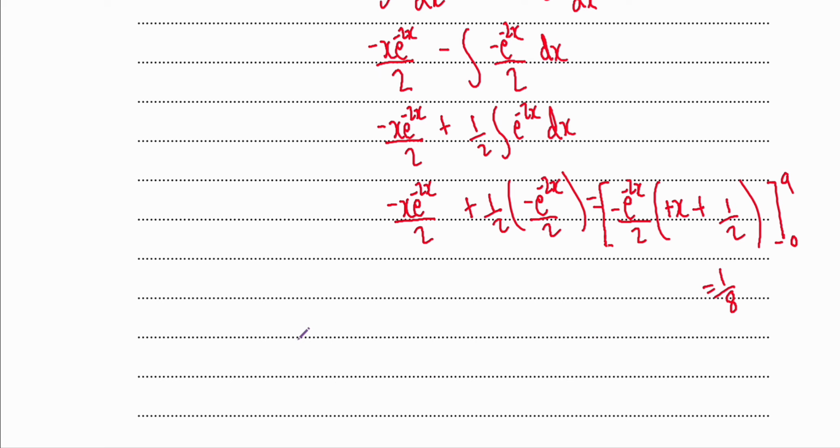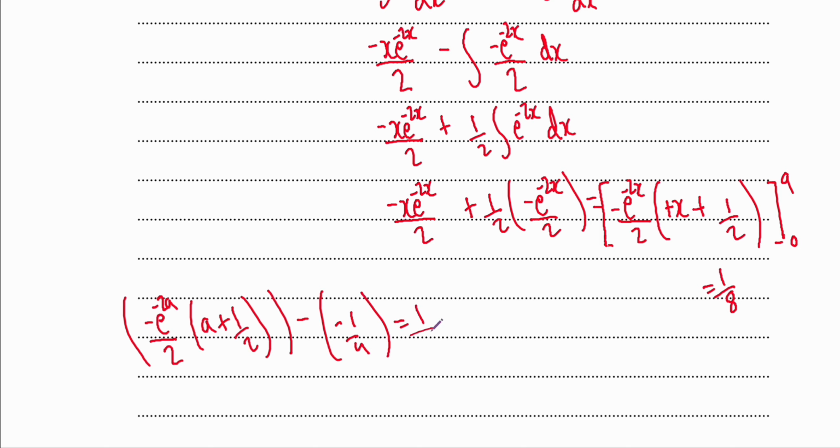So let's try. So you have negative e to the negative 2a divided by 2. I'm just putting a in for x over here. And then you have a plus a half, and you have all that in brackets. And then from there you subtract. When you put 0 in here, you get e to the 0, which is just 1. So you have negative a half times 0 plus a half. So you have negative 1 over 4. And that is equal to 1 over 8.